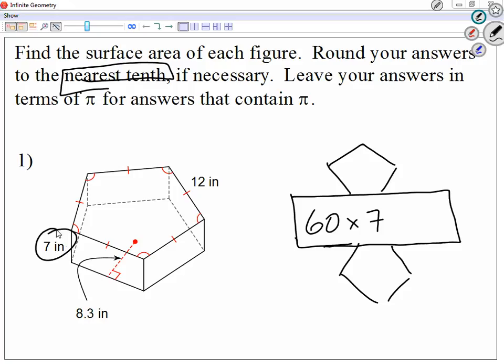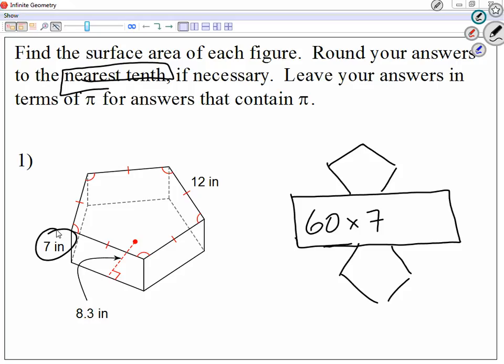It's a number that has nothing to do with the base, nothing to do with the pentagon. The 12 is the side of the pentagon. The 8.3 at the bottom is the apothem of the pentagon. The only number that has nothing to do with the pentagon is 7. So that's why I'm calling 7 the height of the prism.